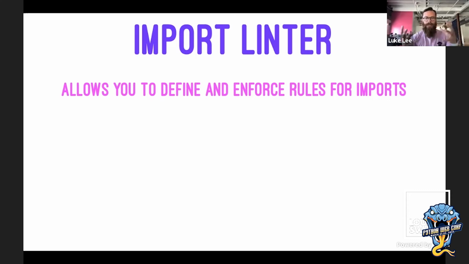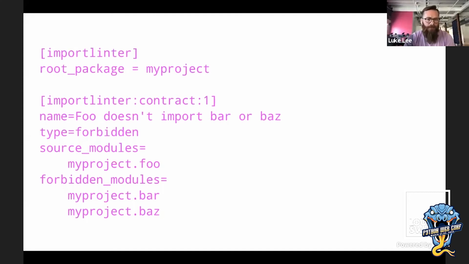The main purpose is really to prevent crazy spaghetti code, with imports all over the place, where something really high level imports from over here and then something imports back over here. You can define these contracts in an INI file format, then run import linter and it can tell you you're violating the contract. Here's an example from the import linter's documentation saying that my project.foo should never import bar or baz. And you can add your own custom rules.